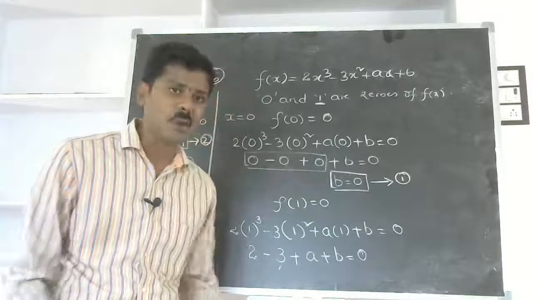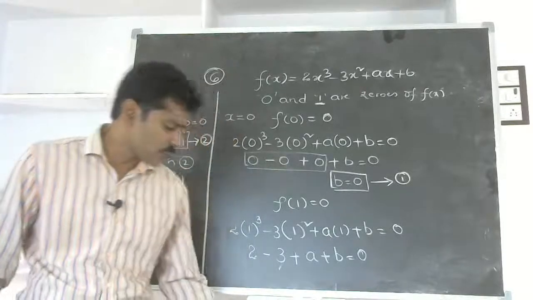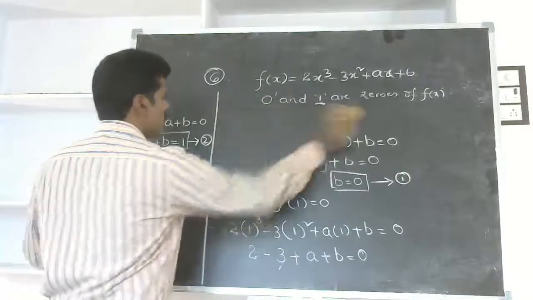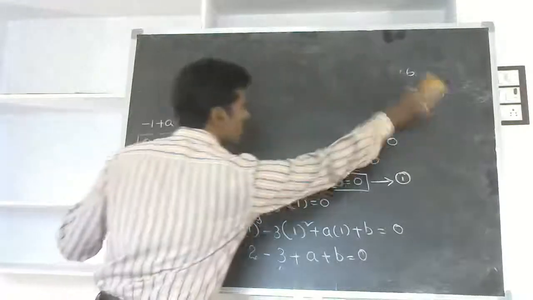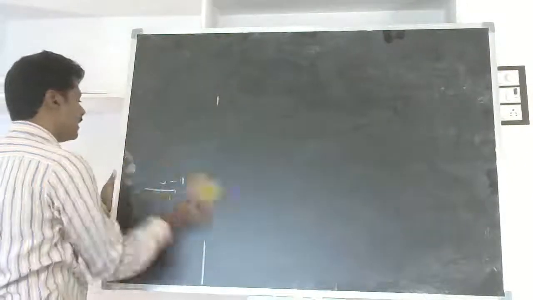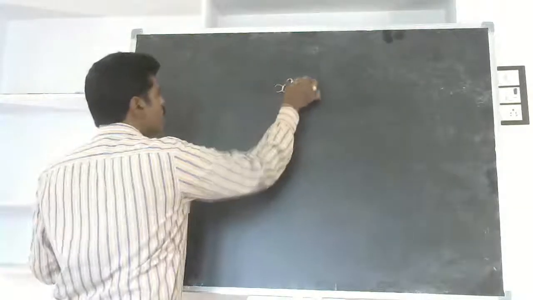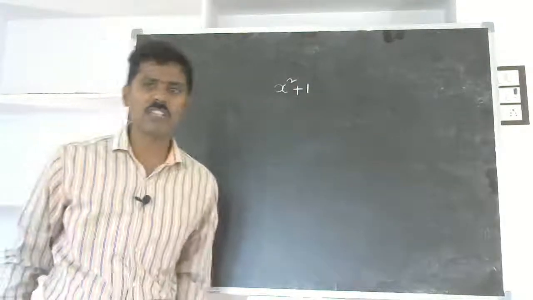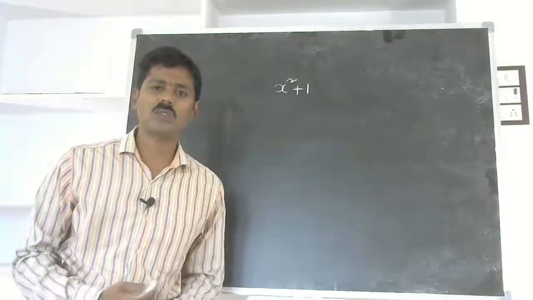And finally, we have to answer the questions in Think and Discuss on page number 36. So in Think and Discuss on page 36, we have the first question: x square plus 1 has no zeros. Why? They have given that x square plus 1 has no zeros. No zeros, and the simple thing is, no real zeros, we have to mention.